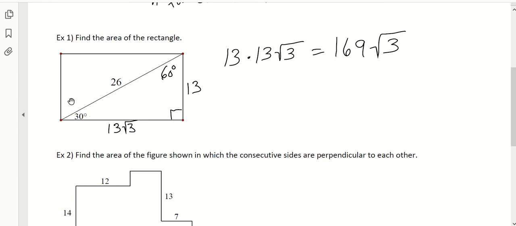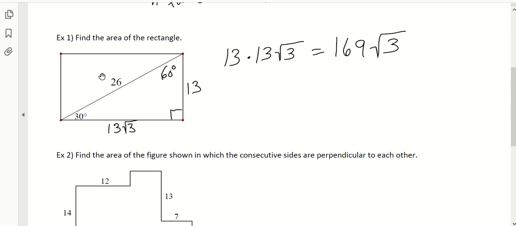We're also given that we have a 30-degree angle here. So what we have is a 30, 60, 90 right triangle. You can see I labeled this top angle as 60 degrees. Remember, in a rhombus, the vertex angles are bisected, but that is not true in a rectangle unless that rectangle is a square.